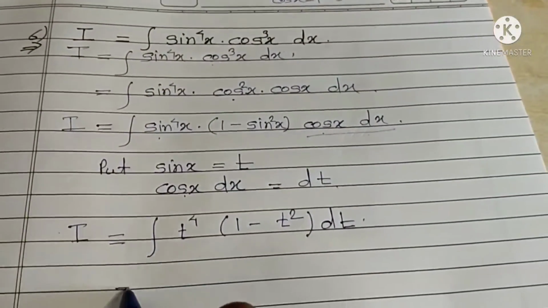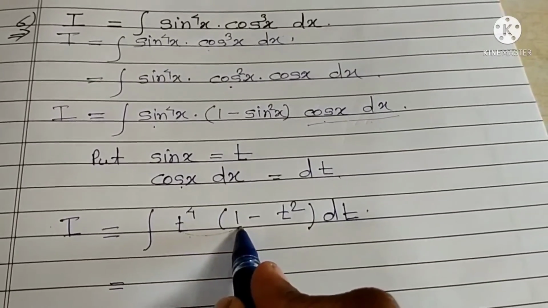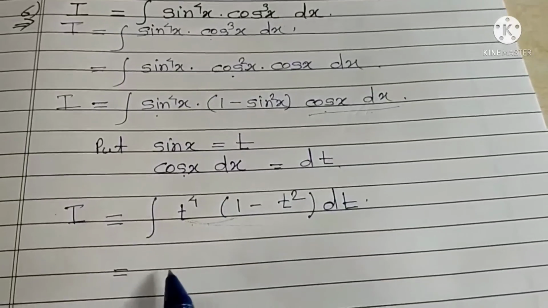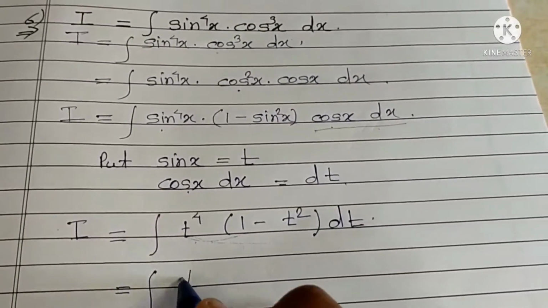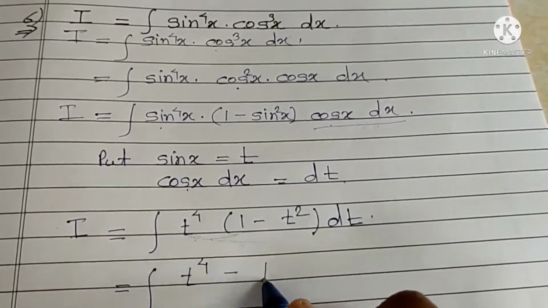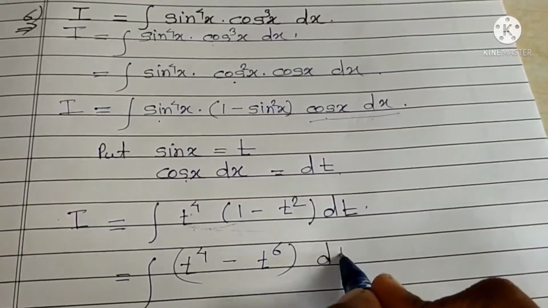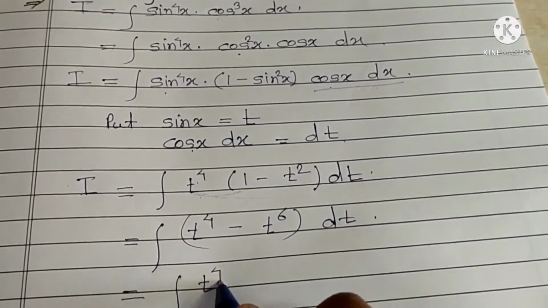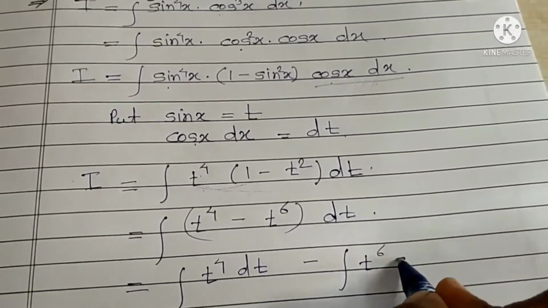So next multiply this t raised to 4 in the bracket. So here t raised to 4 into 1 is t raised to 4 and t raised to 4 into t square means it is t raised to 6, because we use here the laws of indices. So it is t raised to 4 minus t raised to 6, since 4 plus 2 is 6, dt. Now take separate integration, so it is integration of t raised to 4 dt minus integration of t raised to 6 dt.